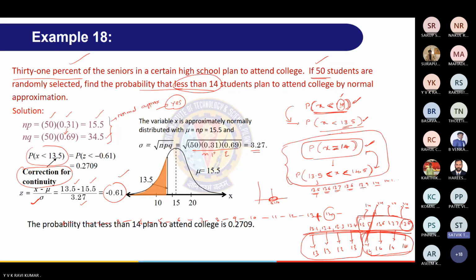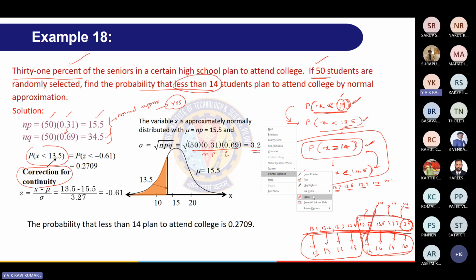Could you explain the point again, sir, where it is x less than or equal to 14? Even 14 also, some correction actually we can do. Originally, if you ask me, yes, 14 also you can correct, modify it with corrections. Just a minute, I'll write here.